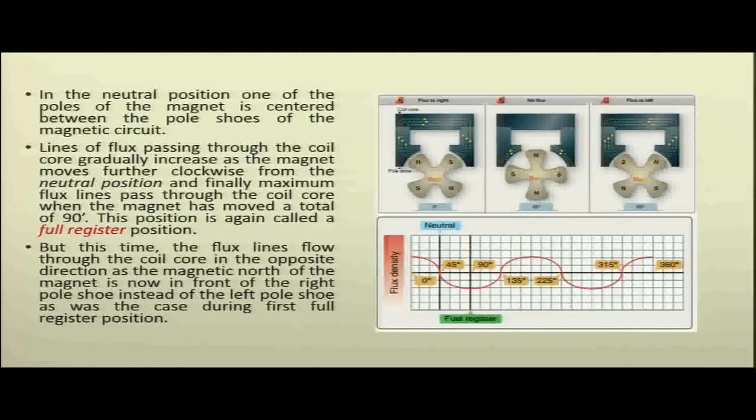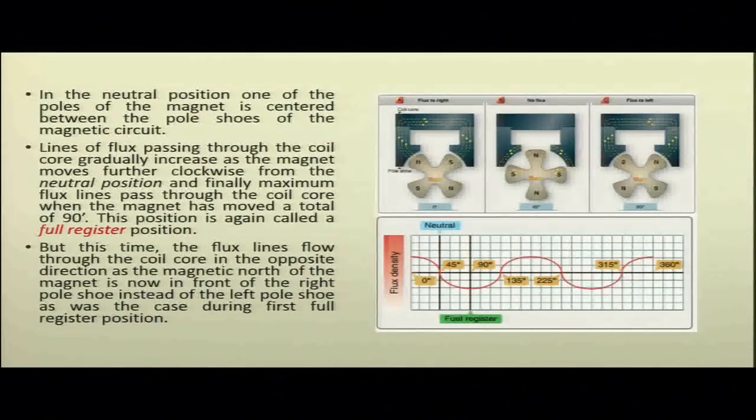Lines of flux passing through the coil core gradually increase as the magnet moves further clockwise. The magnet will gradually move towards the pole shoe, and from zero this will result in an increase of magnetic lines of flux passing through the coil core. Finally, maximum lines will pass through the coil core when the magnet has moved a total of 90 degrees. If you see the neutral position, the second picture, the magnet pole is in the center. As the magnet further moves, this pole will gradually align with the pole shoe on the right side, and the flux passing through the coil core will gradually increase, until this pole is completely aligned with the pole shoe and you have maximum lines of field passing through the coil core.